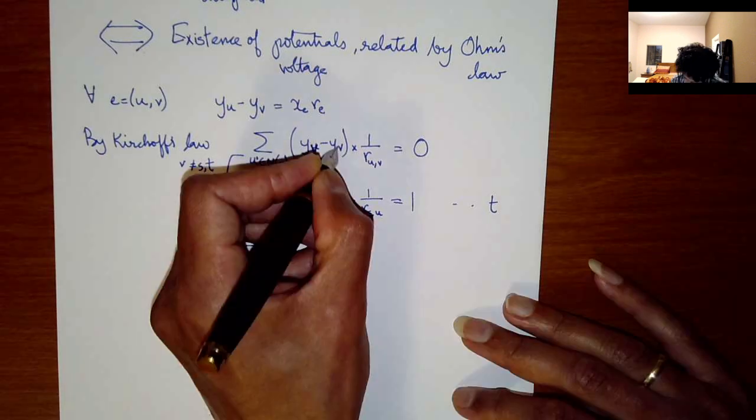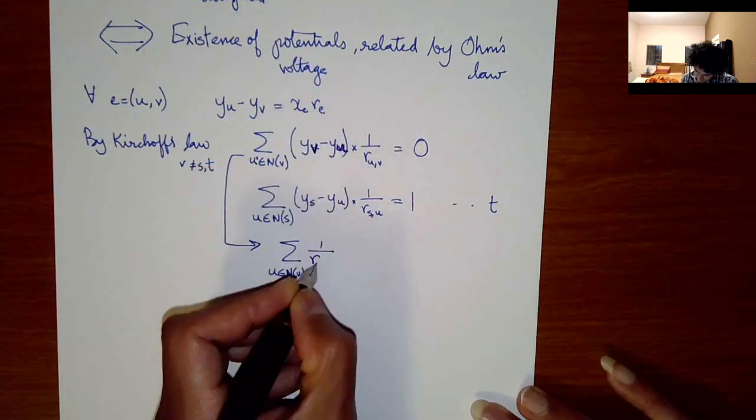YV minus YU. Right, so this is the current. I'm thinking of potential difference, right? So if YU has a higher potential, then there is current coming out of YU to V. Yeah, okay, good. So you have this. So we can write this as 1 divided by RUV times YV minus the summation of YU divided by RUV. And this is equal to 0.